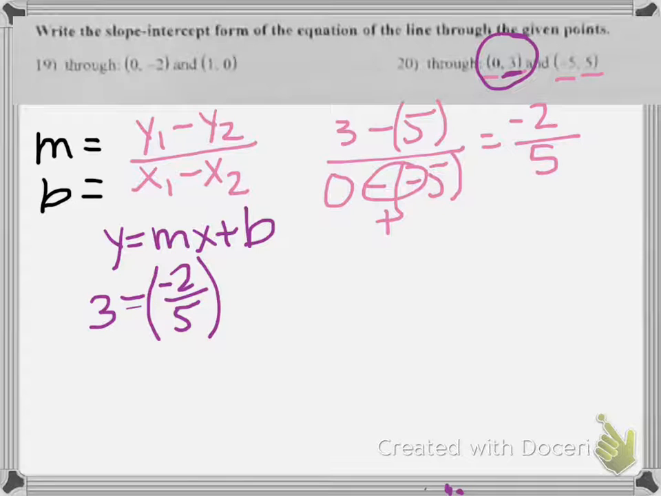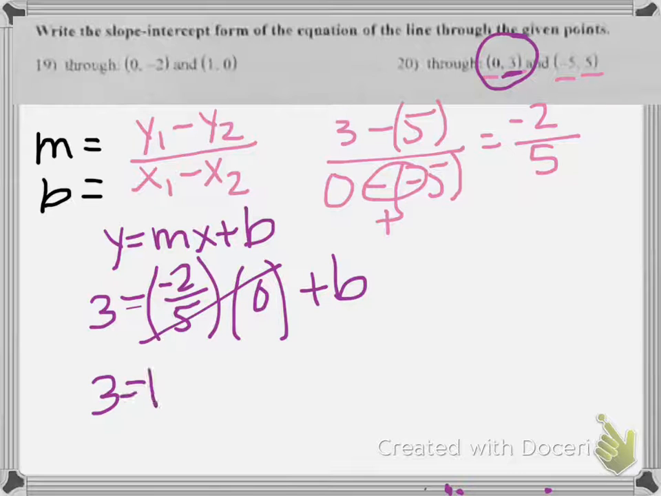The x value is 0, and b is what I'm solving for. So here, just like in the last example, anything multiplied by 0 is 0, so that will cancel, and I'm left with b is equal to 3.